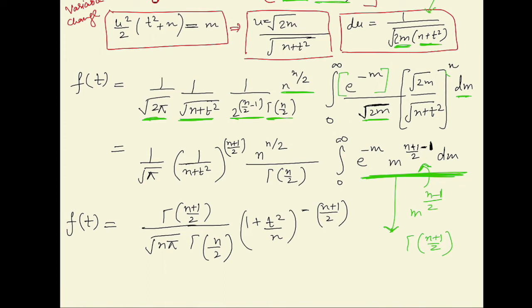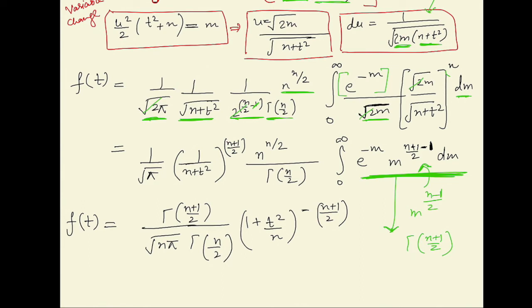And now we bring other terms out of the integral. So we can see that 2 raised to power n by 2 cancels away from here, and we have a root 2 here and a root 2 here, which gives an extra power of 2, which cancels out this one. So all the powers of 2 cancel out.